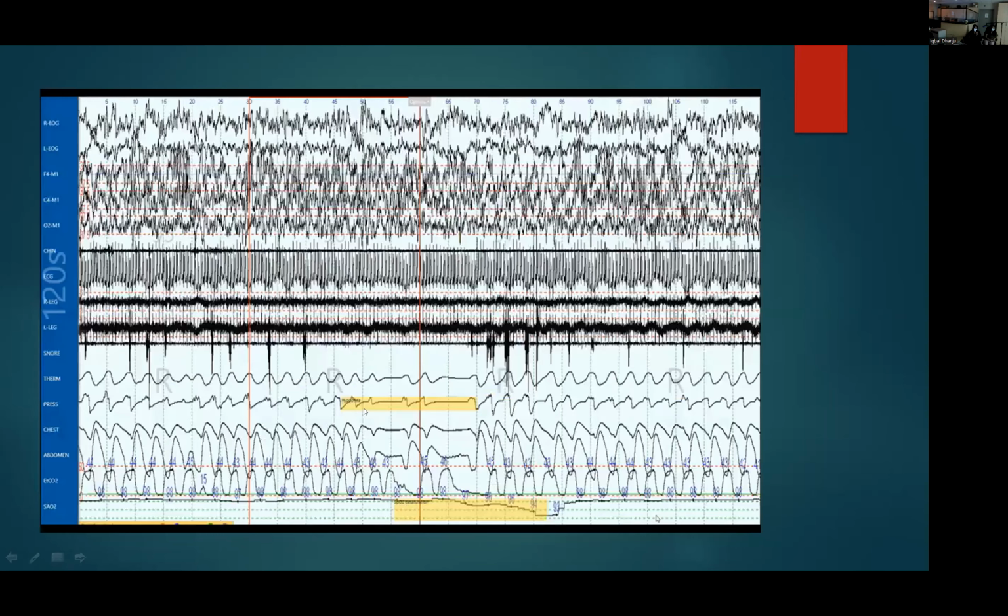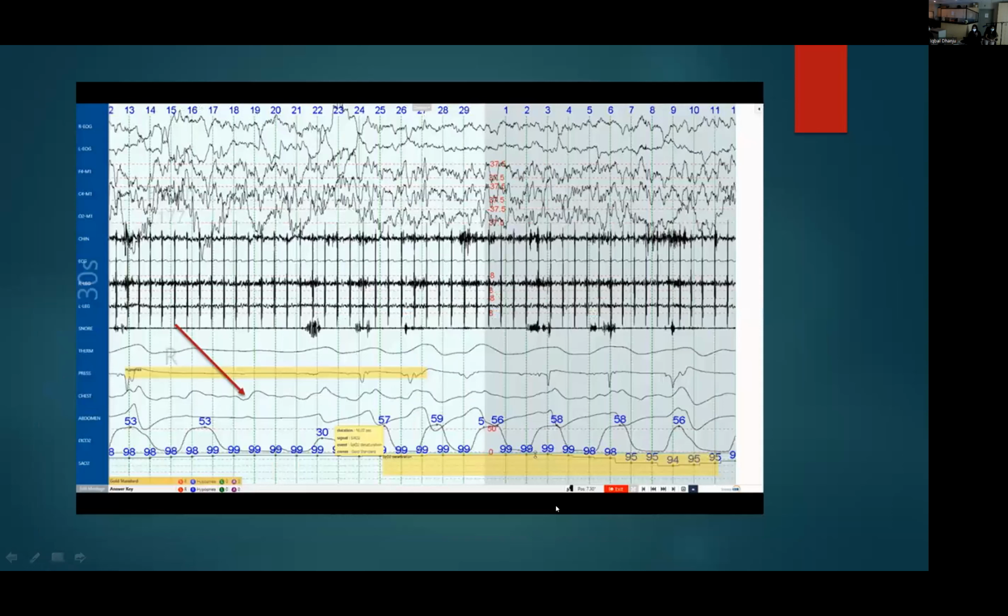And this is another thing that we used to see. So here are some central portions, and here some central portion, but it's not meeting the criteria. The duration is not enough, and here the duration is not 2 missed breaths. So we have to score the whole thing as a hypopnea because it meets the criteria. There is a 3% desaturation here.